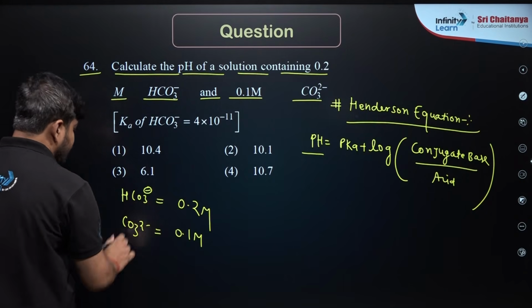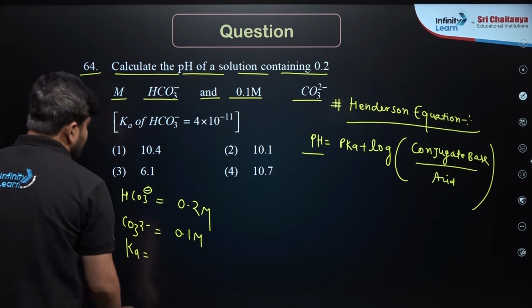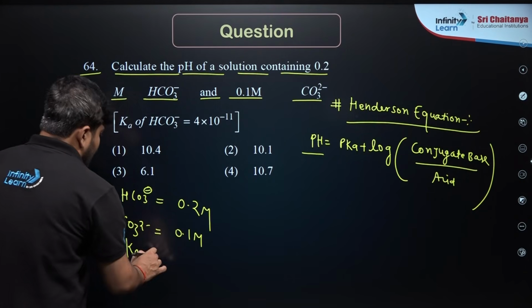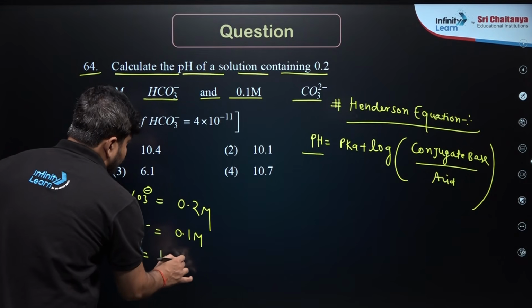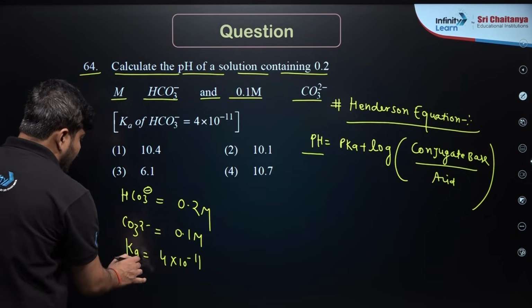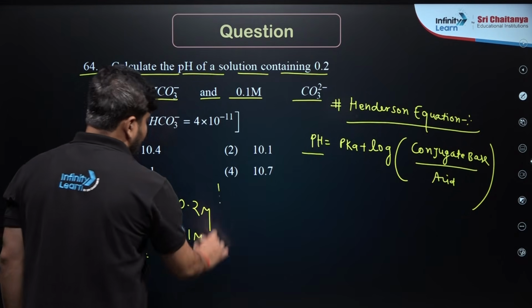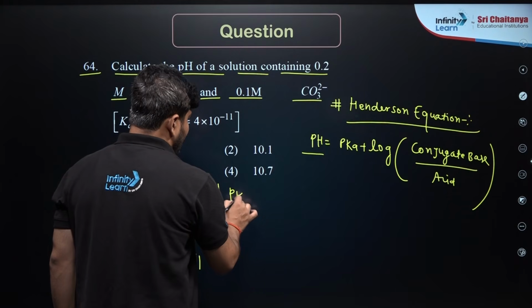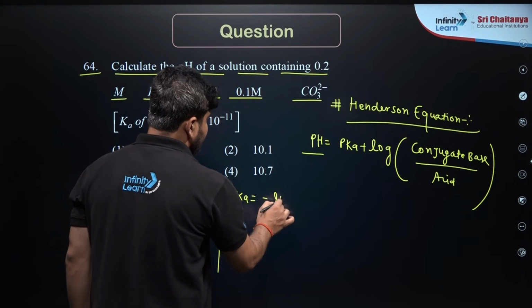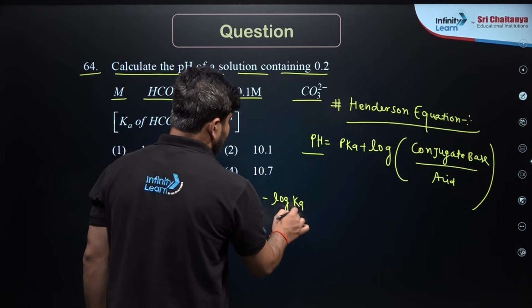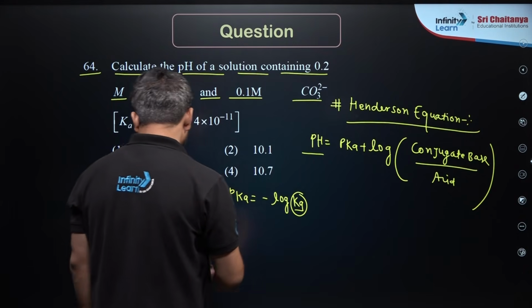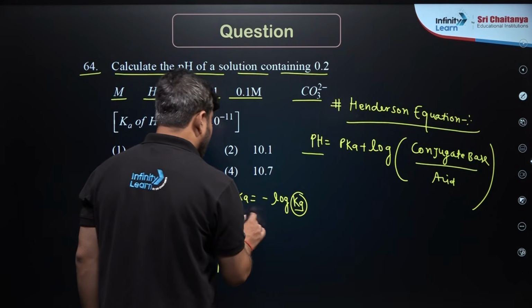One more thing is given, Ka is also given. Ka is 4 into 10 to the power minus 11. If Ka is given, we can calculate the pKa. So pKa equals minus log of Ka, and the Ka value is 4 into 10 to the power minus 11.